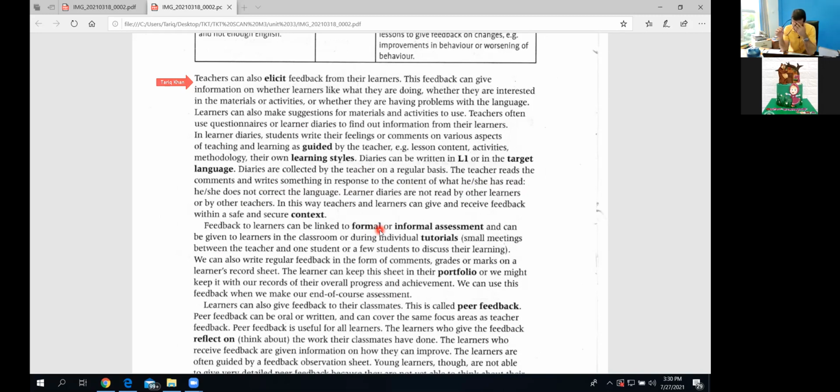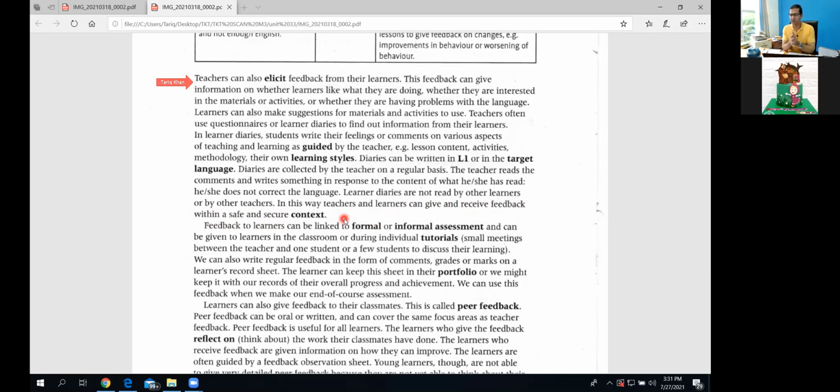So they may not be that good at the English language to support their points language-wise. So they can write in Sinhala or in Tamil, whatever way is easy for them. Right. Next one is learners' diaries are not read by other learners or by other teachers. In this way, teachers or learners can give and receive feedback within a safe and secure context.